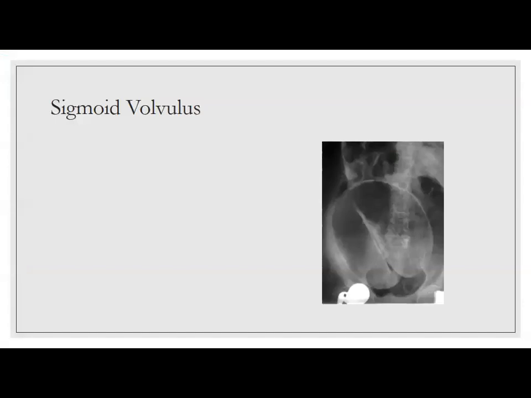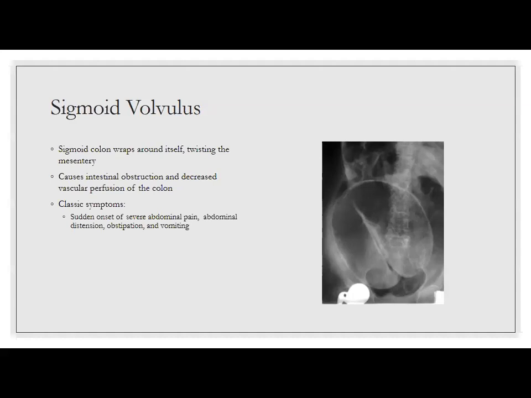So you can see here, this is like the classic coffee bean sign that you'll see on an X-ray. And so what is it? It's when the sigmoid colon wraps around itself and twists around the mesentery. That causes intestinal obstruction and decreased vascular perfusion to the colon. The patient will present with sudden onset severe abdominal pain, distension, obstipation, vomiting, and you can usually diagnose it off an X-ray. You can do a CT as well.